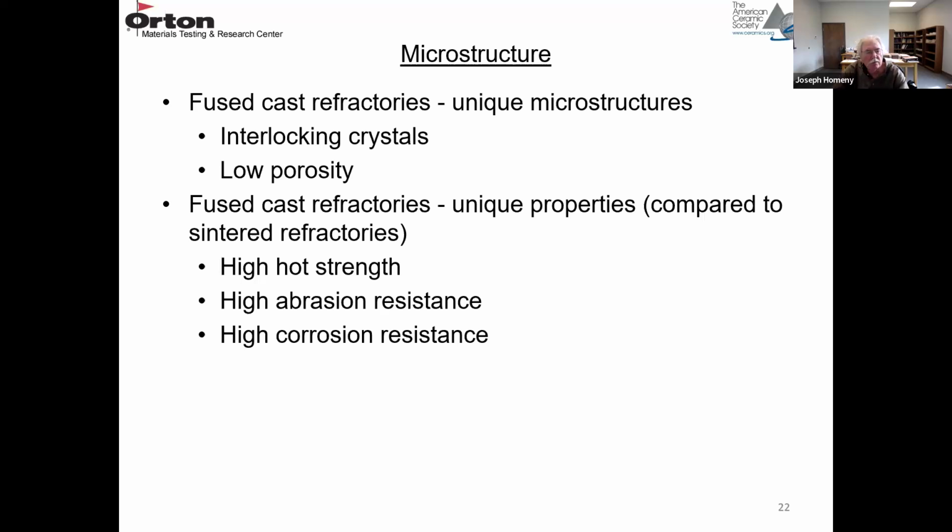Unfortunately, the drawback is these have very poor thermal shock resistance. So if you're making fused cast refractories to line a glass tank, you put them in the furnace floor, maybe, and the sidewalls, perhaps even the roof, and you take it up to temperature very slowly, and you keep it there. So you avoid the thermal shock issues.